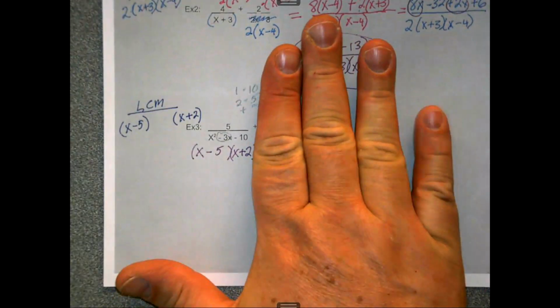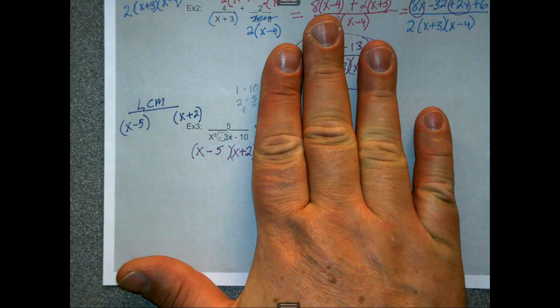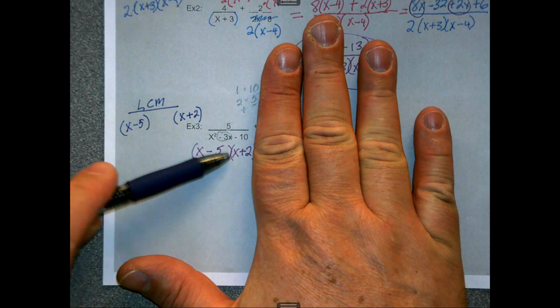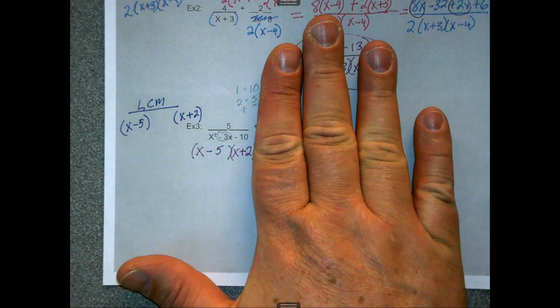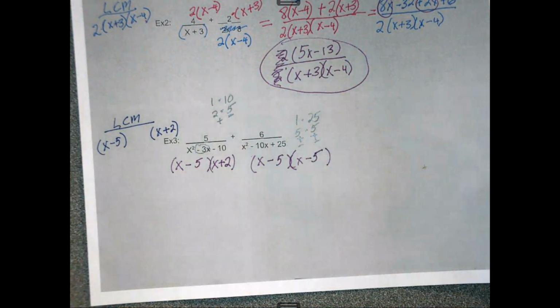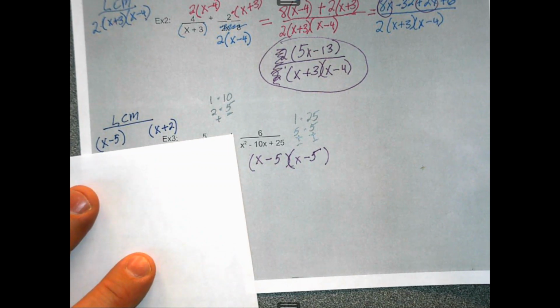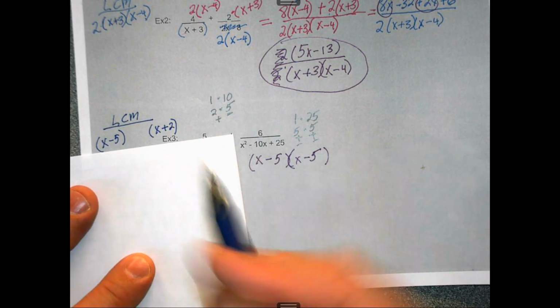Okay. Let's look at this. Alright. Here's this denominator. What does this denominator need in my LCM? X minus 5 and x plus 2, right? Look at this denominator. What does this denominator need? X plus 2. X minus 2. What are the two factors for the denominator? X minus 5. Do I have another x minus 5? There we go.